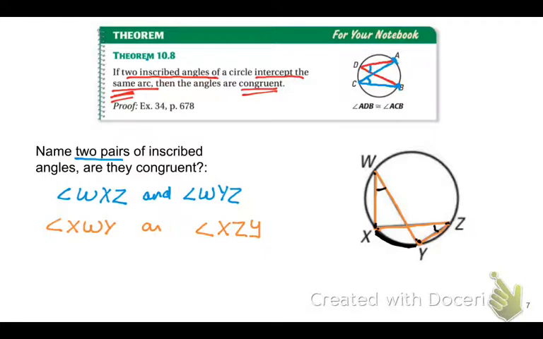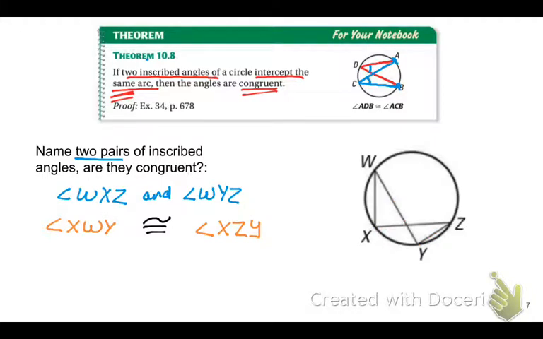And sure enough, we can say XWY and XZY are congruent. Okay, so let's look at, oops, first we need to erase. This is fun.